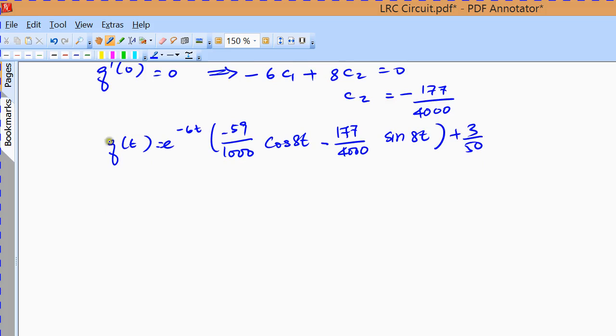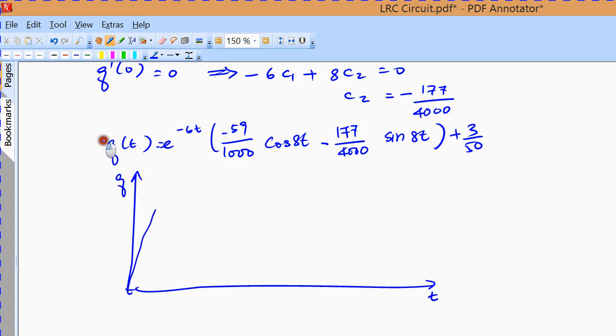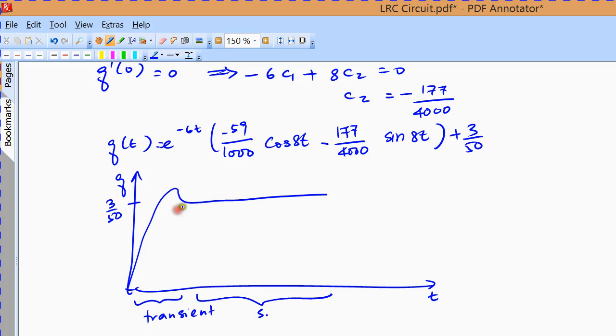Now if you try to draw a graph of this equation, you will get a graph that looks something like this. You find that this part is the transient part and this part is the steady state part. And so as t gets larger and larger, we find that Q of t will approach 3 over 50 coulombs.